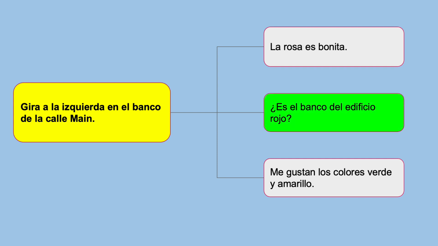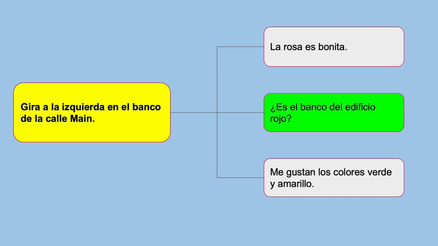The appropriate response was the second, es el banco del edificio rojo. Is it the bank in the red building? Gira a la izquierda en el banco de la calle Main. Make a left at the bank on Main Street. And the responses, es el banco del edificio rojo. Is it the bank at the red building? The other two options would not have been equally as correct.